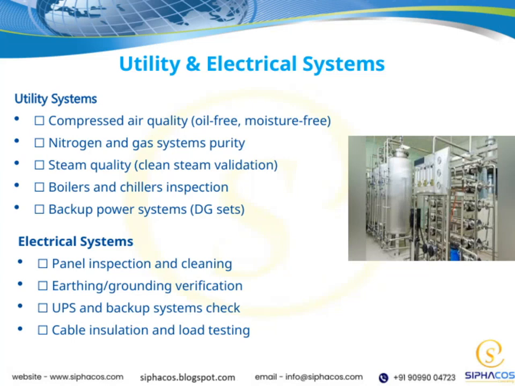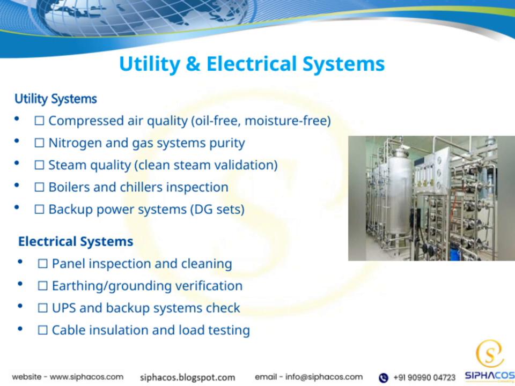Let's take a closer look at the electrical systems today. First, we need to ensure that panel inspections and cleaning are regularly carried out to maintain safety and efficiency. Proper earthing or grounding verification is also crucial, as it helps prevent electrical shocks and protects equipment from faults. Next, we check the UPS and backup systems to guarantee they will perform reliably during power outages. Cable insulation and load testing are essential too, as they help identify potential failures before they happen.